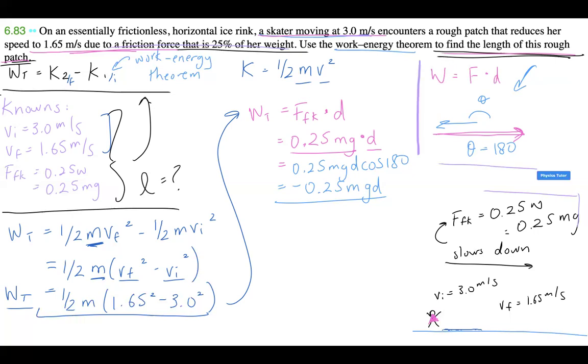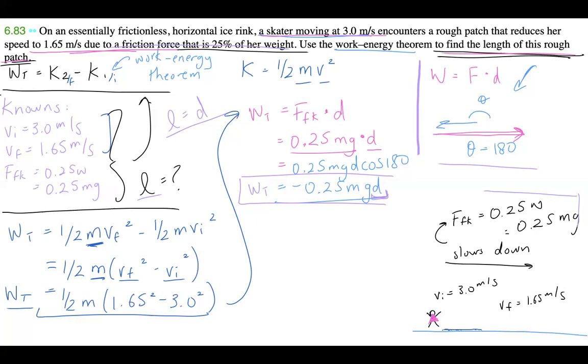But anyways, moving on. So now we know that the total work done on this particle, being the skater, is minus 0.25 mgd, where d is the length of this rough patch. I realized I just did another dumb thing, and I went from calling this rough patch length L to calling it d. It really doesn't matter, just call it whatever you want, A, B, C, D. Essentially just for our purposes, right?